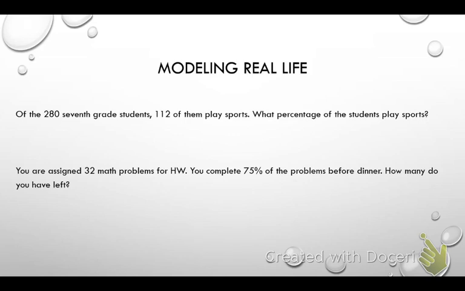All right, 280, is that my A or my W? A. W is my total. 280 is the total number of students. 112 is the part. Okay, so 112 over 280 equals P over 100.